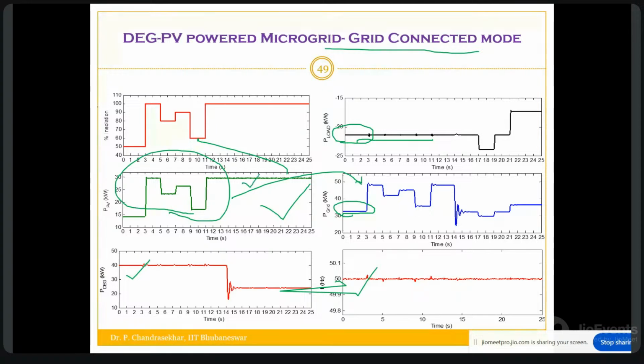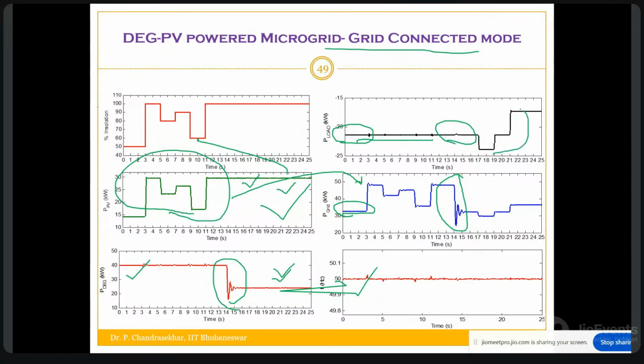The PV generation became constant, right? But the diesel generator output has decreased. The load is constant in the microgrid. Hence, the grid feeding from the microgrid is decreasing. Beyond this, the PV generation is constant, and the diesel generation is also constant.